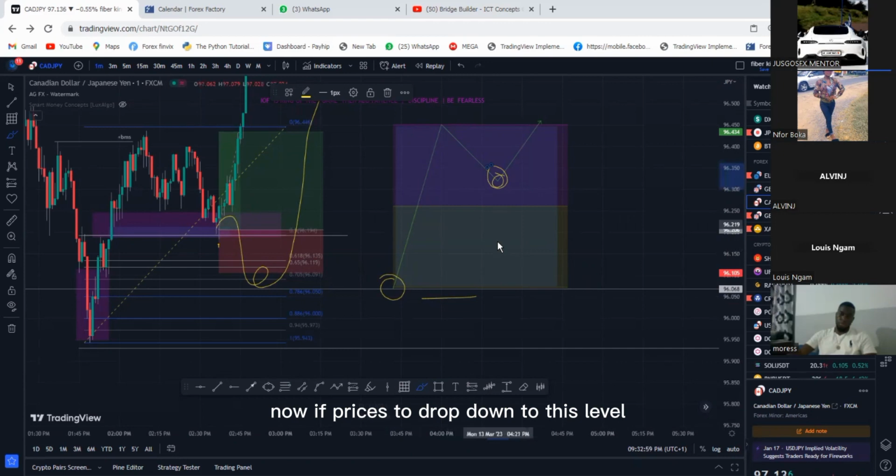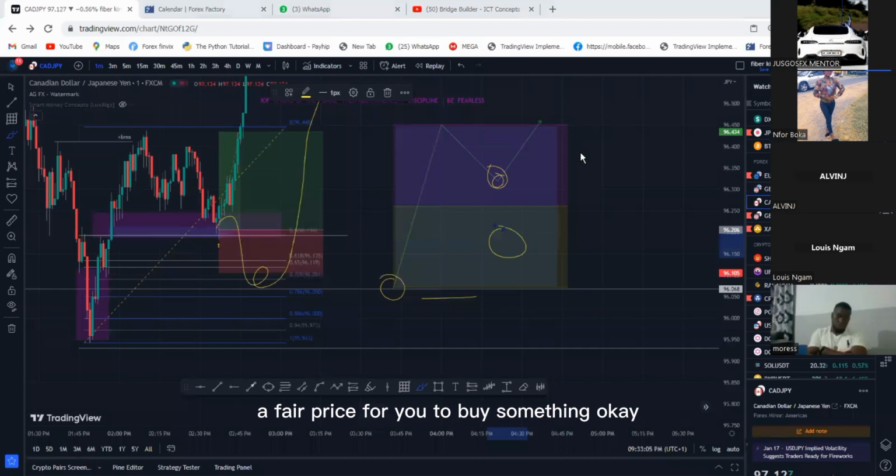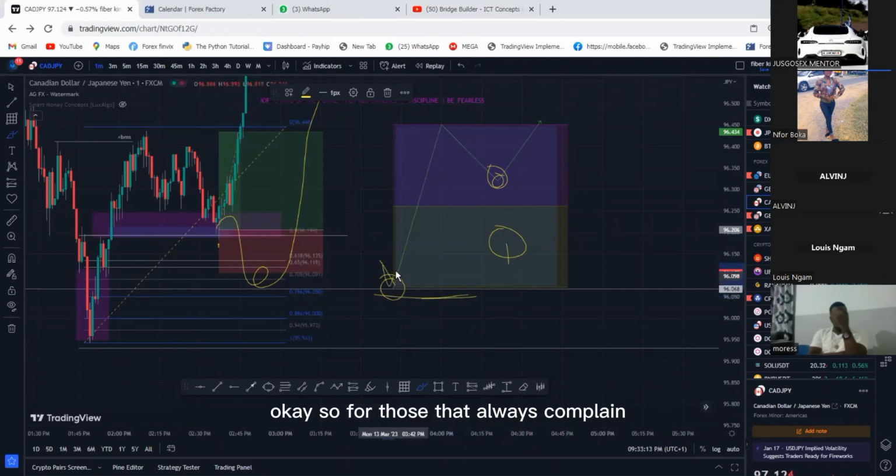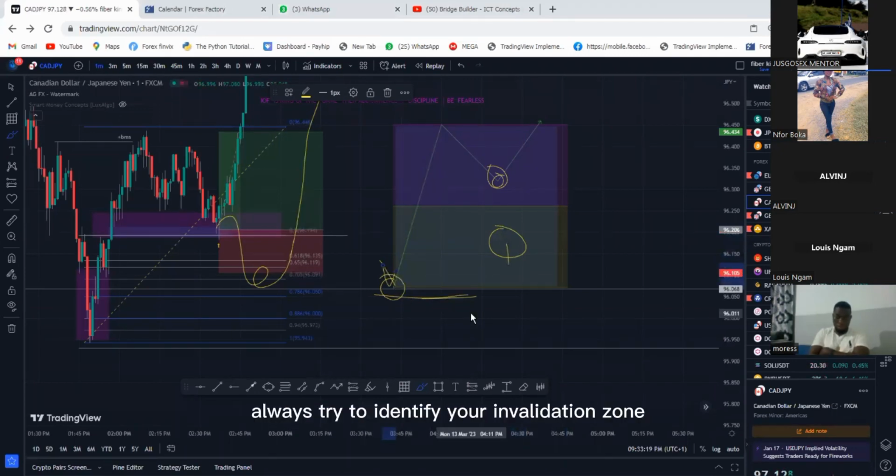Now, if price is to drop down to this level, that's going to be a fair price for you to buy something. Okay, it's going to be a fair price for you to buy. And if you're buying here now, you have a smaller stop loss on your invalidation low. So for those that always complain about price hitting my stop loss, always try to identify your invalidation zone. Your invalidation level should be there, and you should have reasons for putting that invalidation there.